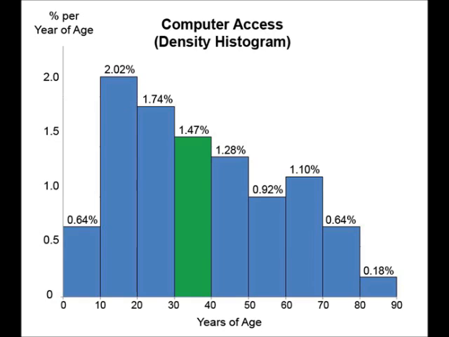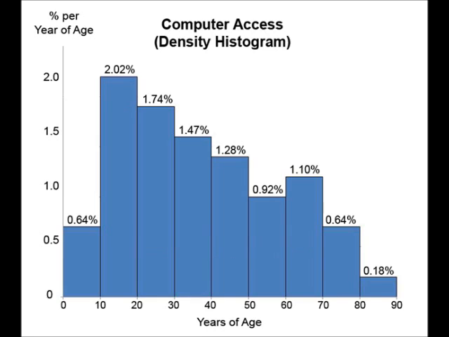We could even get some idea for the percentages of people with computer access who were aged from 31 to 35 years. We'd first have to figure out how many distinct ages in years were in that subgrouping. 31, 32, 33, 34, and 35 make 5 separate ages. And then we'd multiply that 5 by the bar height. 1.74% times 5 equals 7.35%.